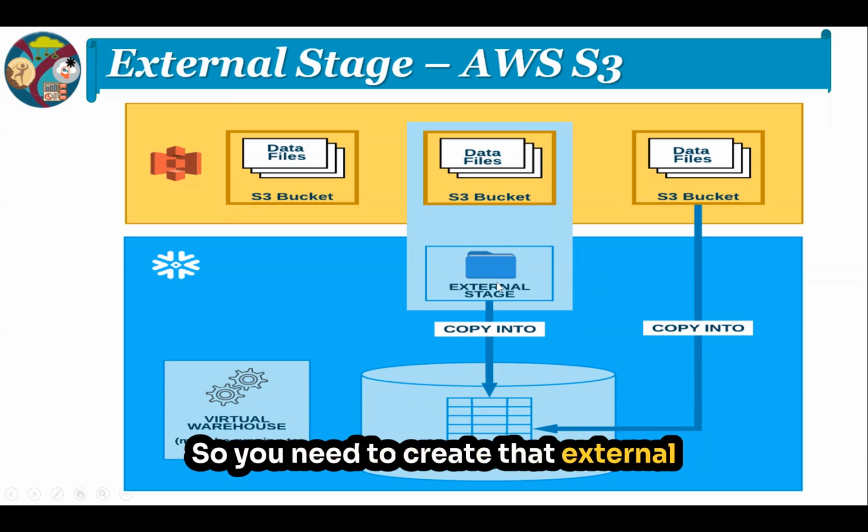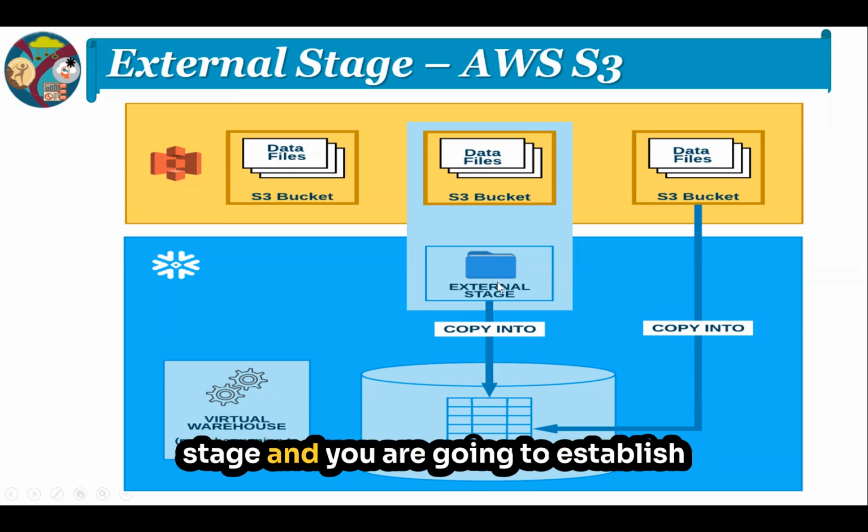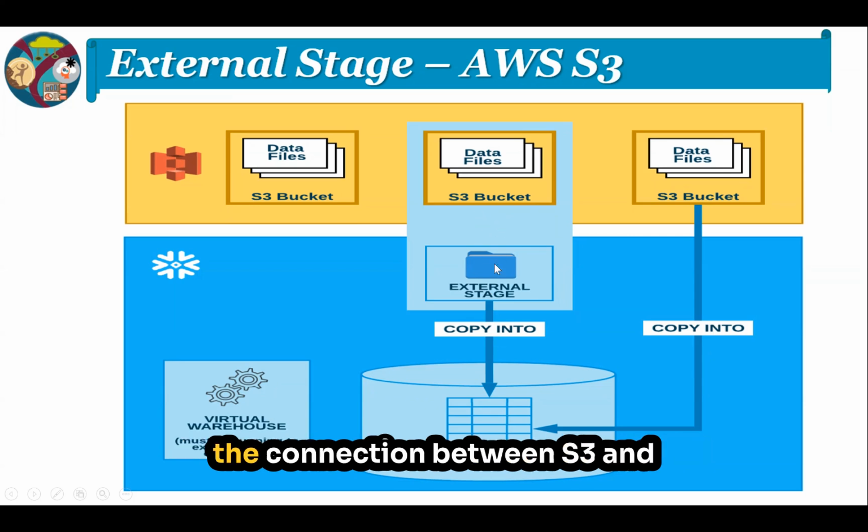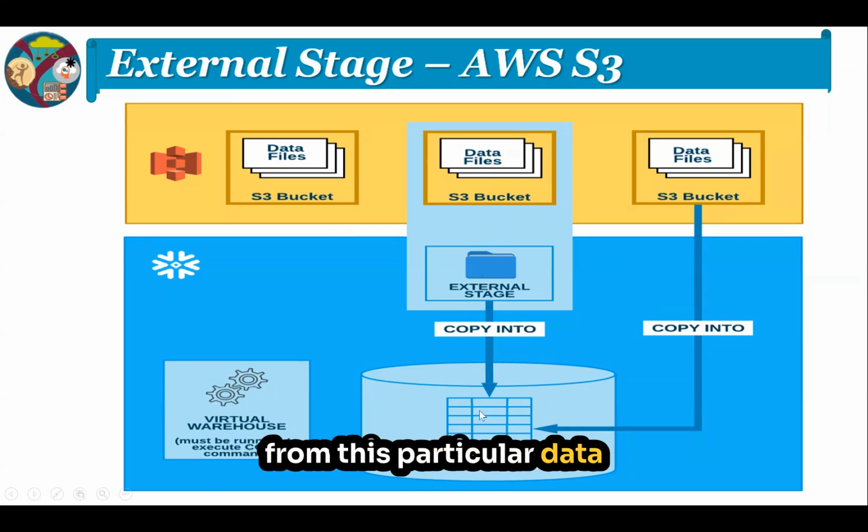You need to create the external stage and establish the connection between S3 and the Snowflake table, and run the copy command. Then the data will be loaded from these data files into the database table. And Snowflake will use the virtual warehouse.